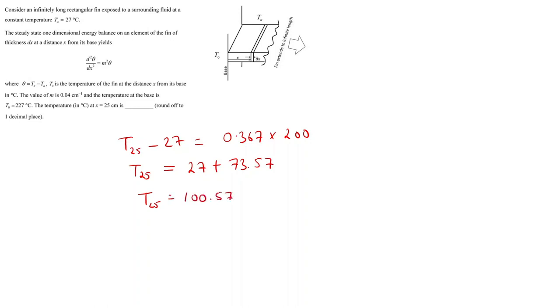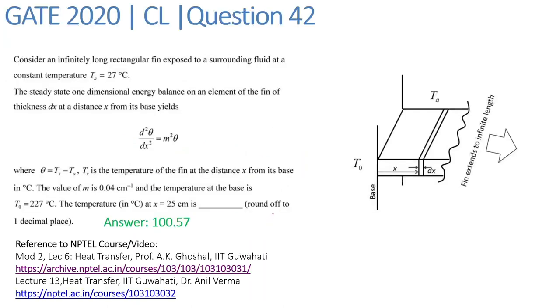So yes, the temperature at x equal to 25 centimeter will be equal to 100.57 degrees Celsius. So we can write the final answer as 100.57, since this was a numerical answer type question.